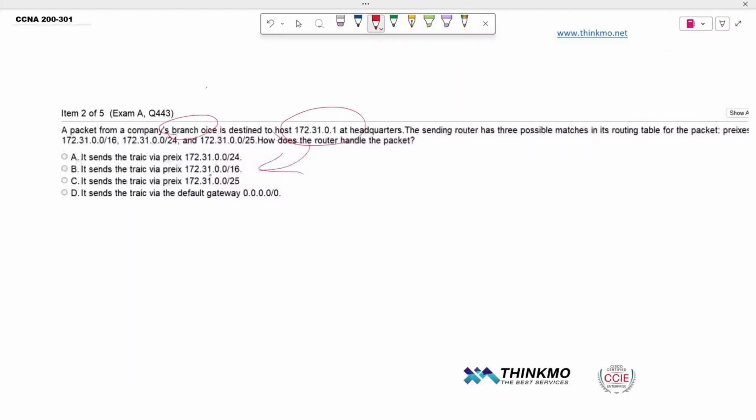This is also a longest prefix match. Look at these entries. So which one is the longest prefix match? It's the one with a /25 mask. This one isn't tricky either, so the correct answer is C.